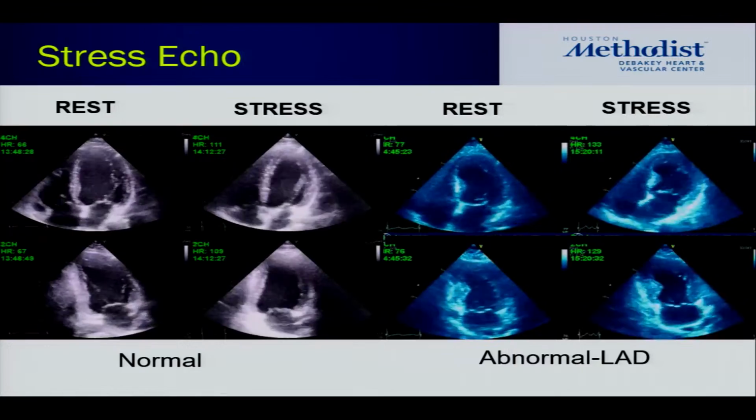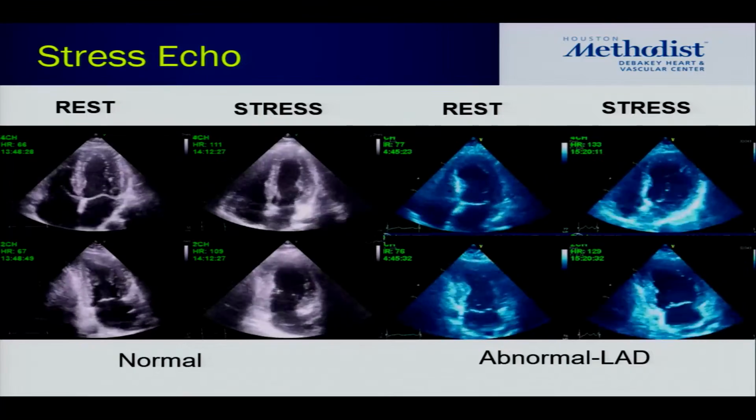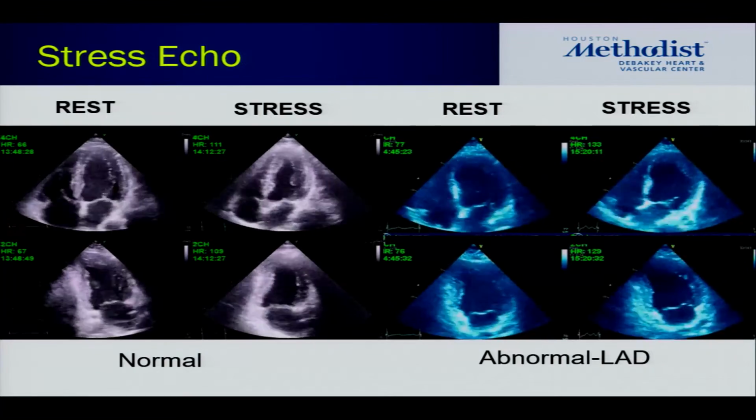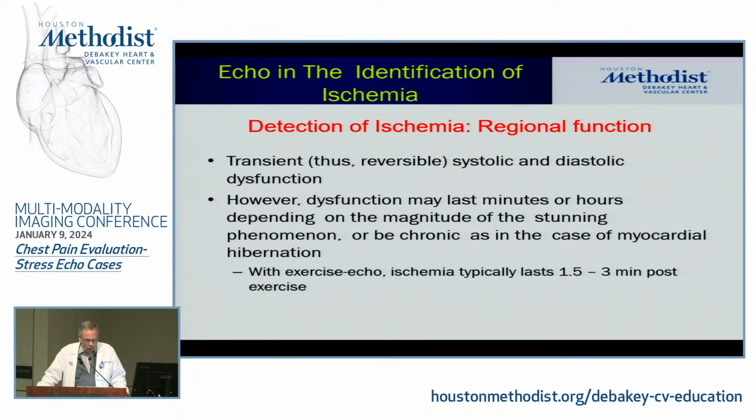You do the stress, you evaluate the patient clinically: blood pressure, heart rate response, symptom development. You always look at the EKG, and then you have the echocardiogram to guide you as to the presence of a change in wall motion that would imply ischemia. The reason we can do that is because during ischemia, there is a transient, reversible, systolic, and even diastolic dysfunction. The good thing about it is that when you have ischemia, the dysfunction may last for a little bit, even after you restore blood flow, because of this phenomenon of stunning.